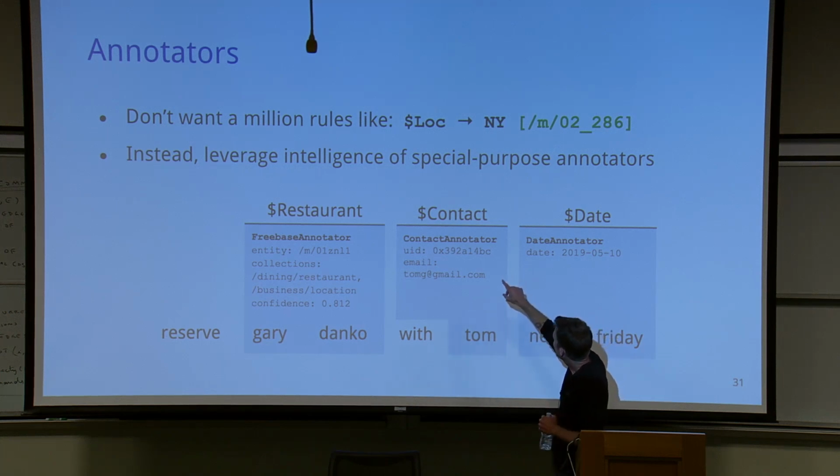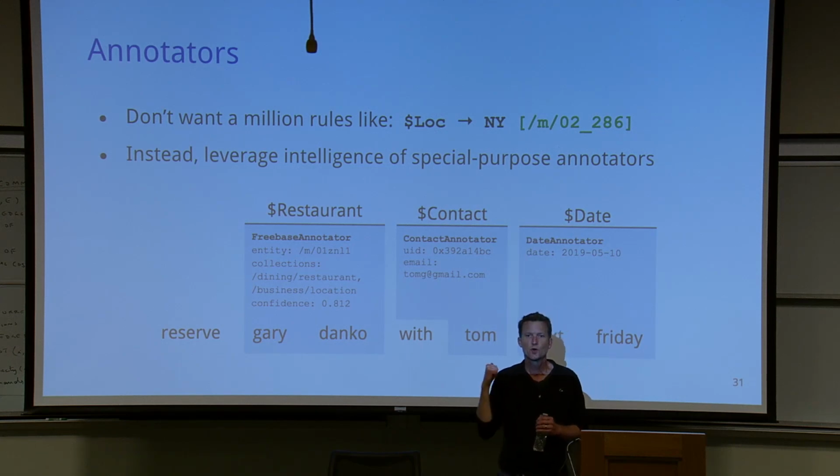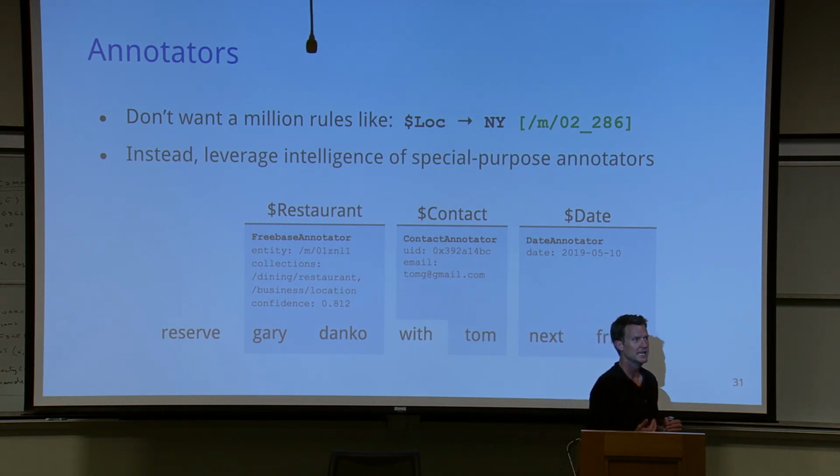I also imagine that we have a contact annotator which recognizes this string, Tom, and it says, oh, Tom, I know who that is. It's this user ID, and he has this email. So obviously, the only way that can work is if the contact annotator knows who issued the request. It knows that this request is from a specific user, and that user has a friend named Tom, and this is his user ID. So it needs access to some personal information in order to ground the semantics with a specific user ID.